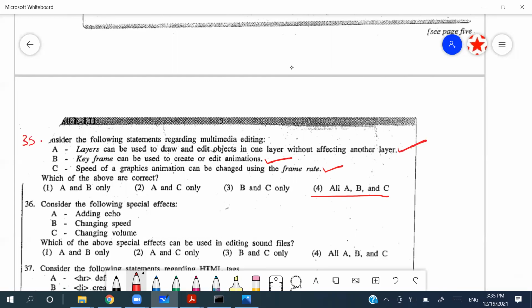36th. Consider the following special effects. Add an echo, change in speed, change in volume. Which of the above special effects can be used in editing a sound file? Adding echo, yes. We can add an echo, right? We can change the speed, yes, we can, again using Audacity. Change in volume, yes, again we can do it, no problem. The fourth one.